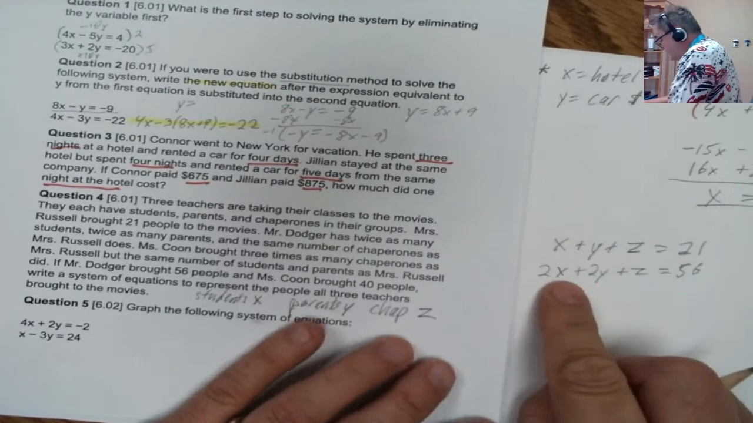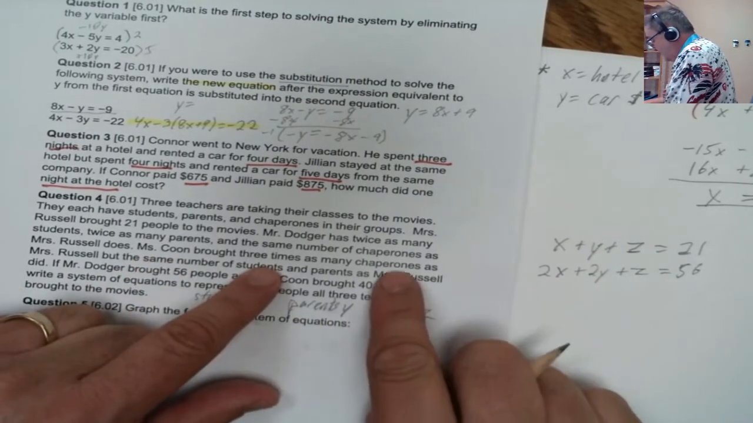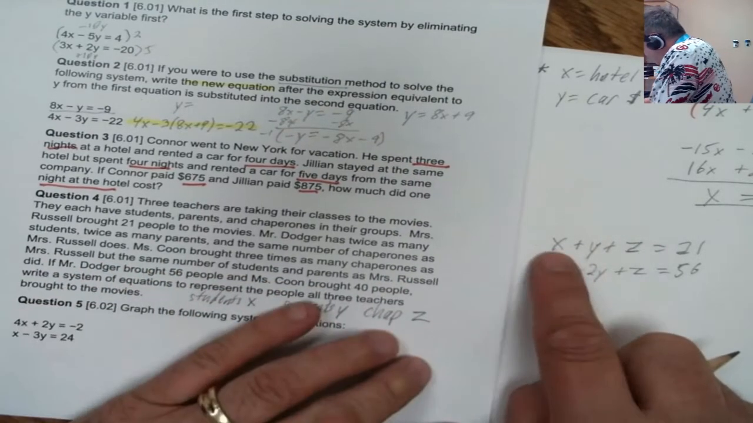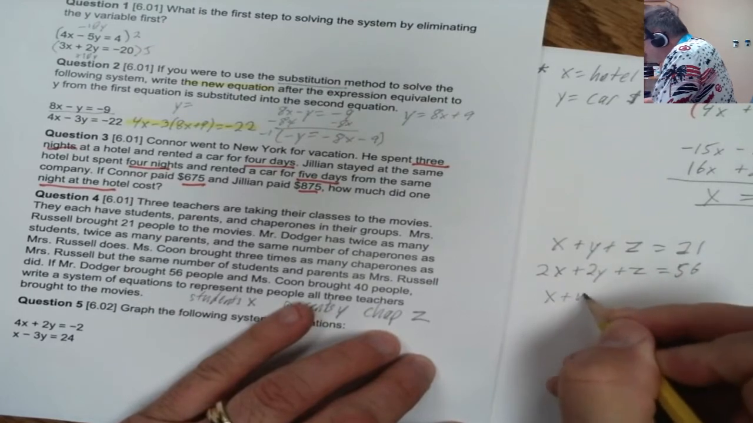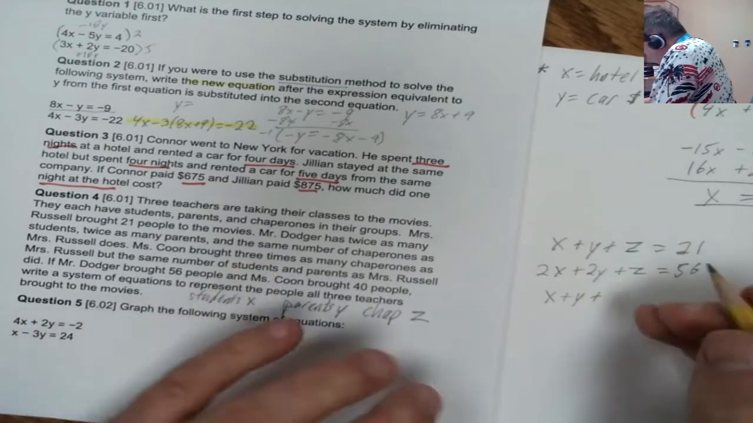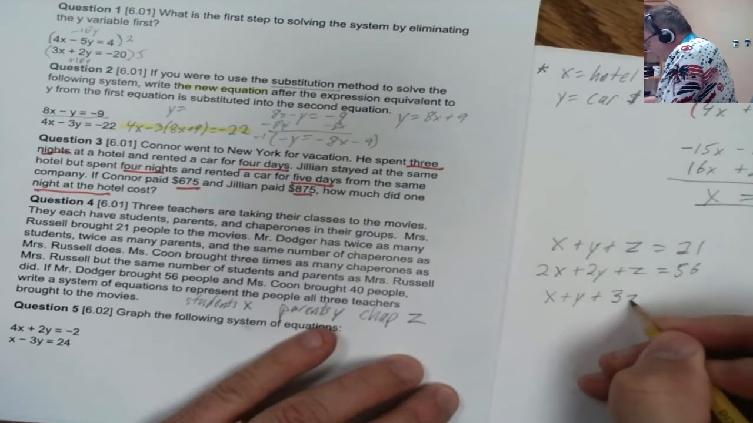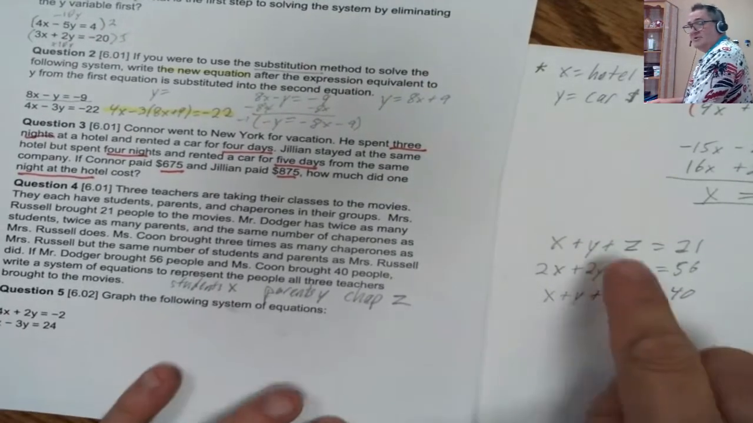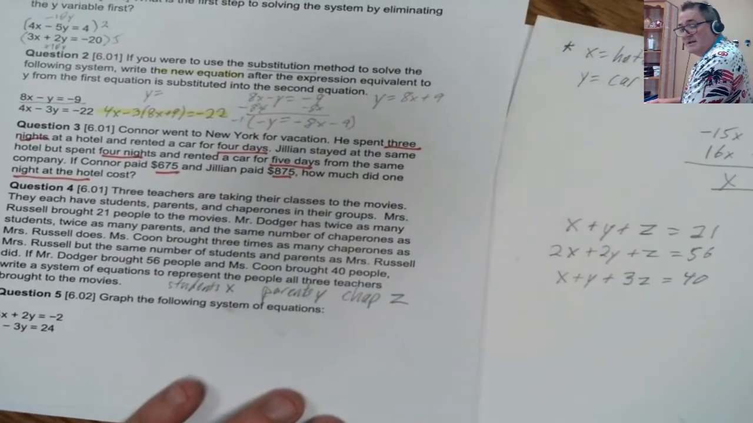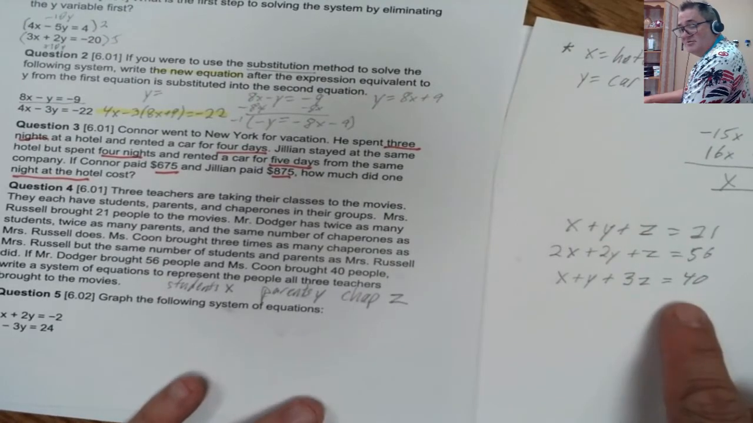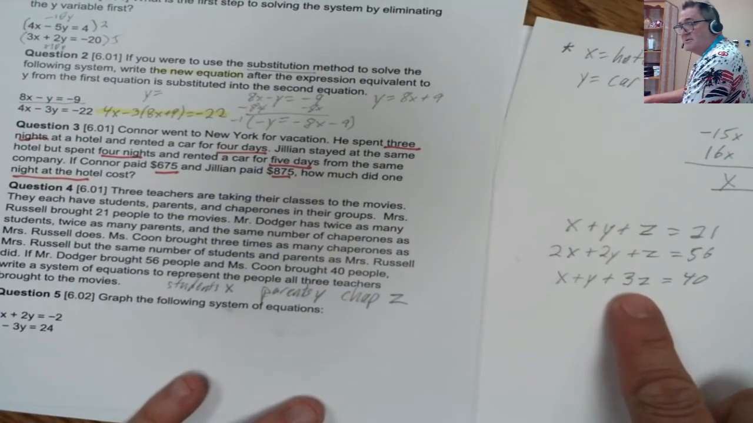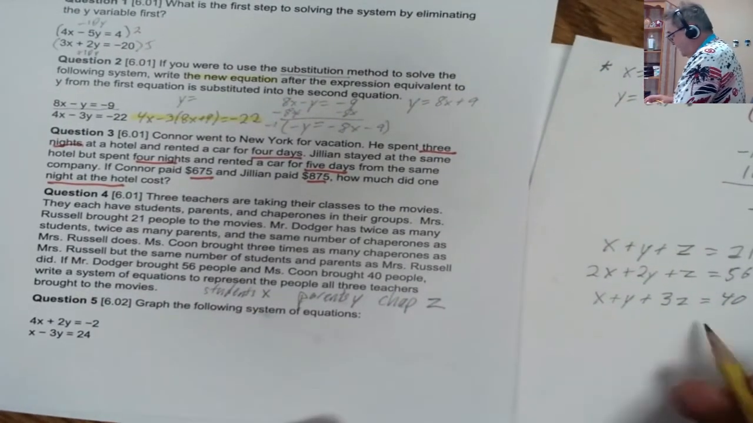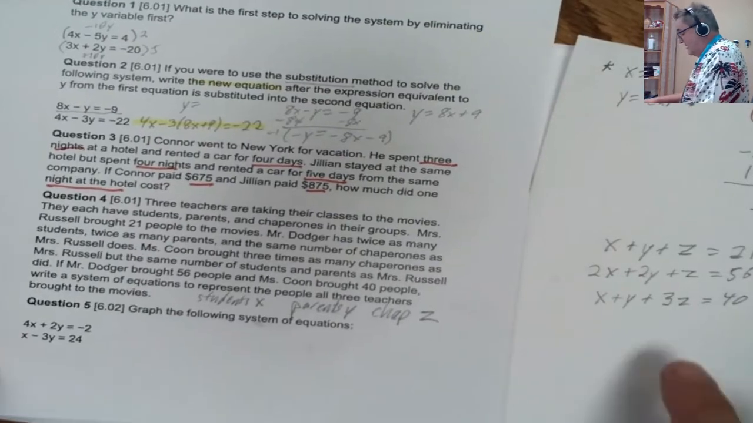Now the third one, Ms. Kuhn brought 3 times as many chaperones, but the same number of students and parents as Mrs. Russell. So students and parents, X plus Y plus, she said 3 times as many chaperones, so 3Z, for a total of 40 people. And that's it. That's our system of equations. X plus Y plus Z equals 21. 2X plus 2Y plus Z equals 56. X plus Y plus 3Z equals 40. It doesn't ask us to solve it, but if we needed to, we could start with that. But we have to be able to write the system before we can solve anything.